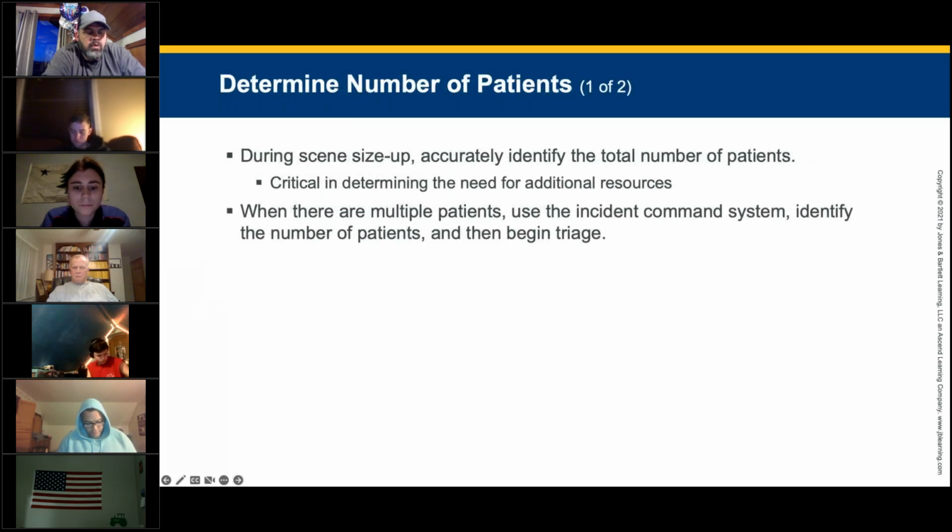Your number of patients. So when you're sizing up the scene, this is one of the things you're looking for. Do you have more than one patient? Even if you're only dispatched for one patient, there's always potential for more than one patient to be present. And additional resources. So if you have more than one patient, you're probably going to need to request more help. Don't ever be afraid to request additional resources. And then obviously the incident command system should come into play. With multiple patient incidents, you're going to begin triage.